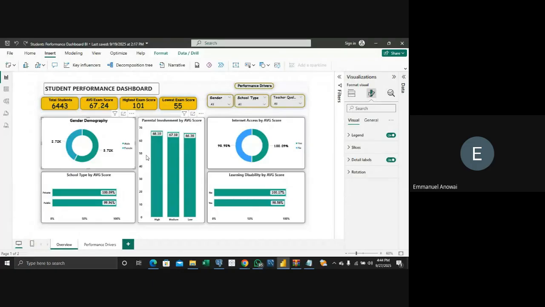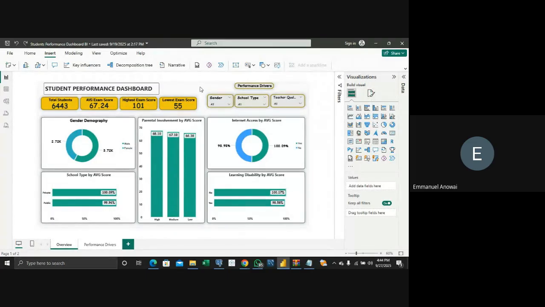Good afternoon, everyone. My name is Emmanuel, and I'm here to explain the dashboard we built. From the dashboard, you can see that in total we have 6,443 students. The average exam score is 67.24. The highest exam score is 101, and this suggests that maybe the teacher gave a bonus mark. The lowest exam score is 55.